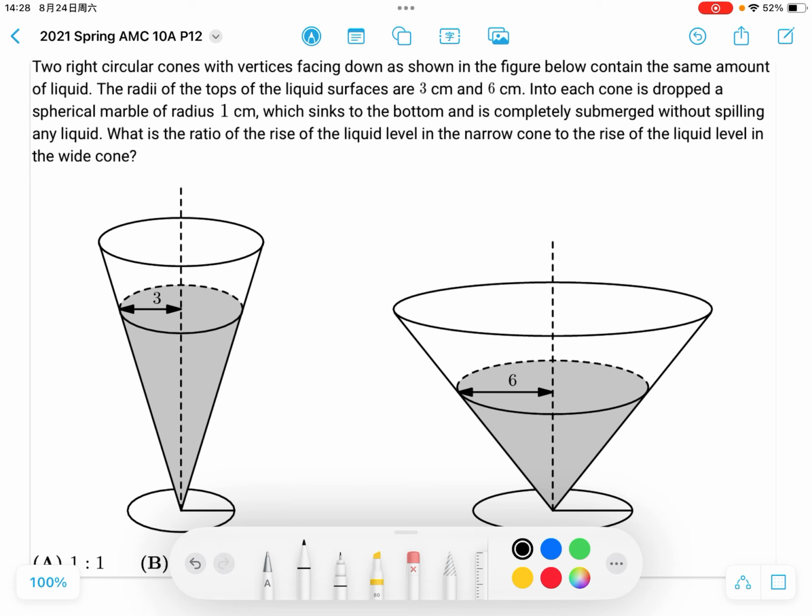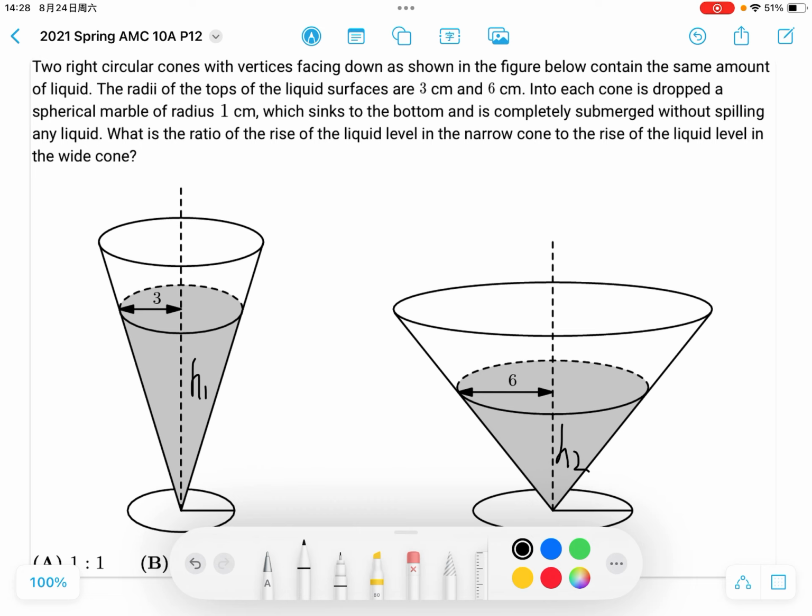So to simplify, this problem is actually just saying we want to figure out the ratio of the change in height in this cone to the change in height in this cone. So how do we figure that out? Well, maybe we should figure out the ratio of the original heights. Let's just call the original heights H1 and H2.